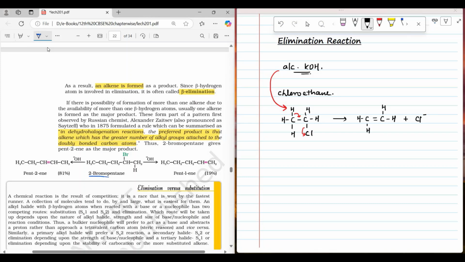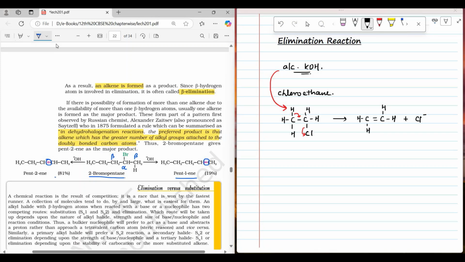Here 2-bromopentane is given, and this is the alpha carbon to which bromine is bonded, and the carbon next to it is the beta carbon. So here this is a beta carbon, and this is also a beta carbon. When this beta hydrogen is removed, you will get pent-1-ene. The double bond will be formed between the first and second carbon. And if the hydrogen on the other beta carbon is removed from the molecule, the double bond will be formed between the second and third carbon. And as a result of it, pent-2-ene will be formed. Pent-2-ene will be formed as the major product.